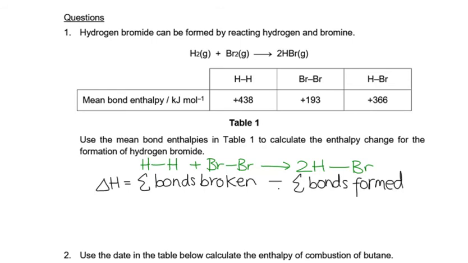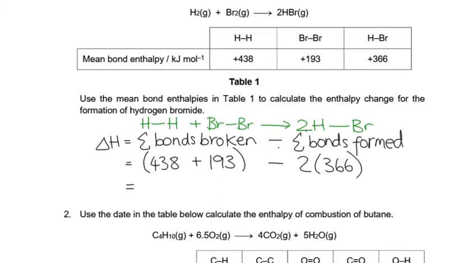So what have we got? We've got an H-H, I'm going to put the number 438, and we've got the sum, so I'm going to bracket round it, 193, bracket round it, minus, I've got 2 because of this 2 at the front here, lots of 366. So I managed to shrink what we did on a whole page on the last example into a few lines. If you add that up, you should get minus 101 kilojoules per mole.